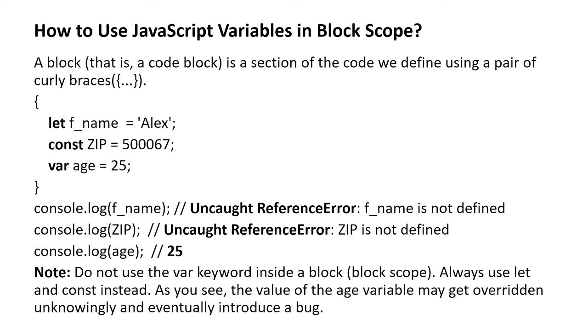How to use a JavaScript variable in block scope? A code block is a section of code we define using a pair of curly braces. So let fname = "alex", const zip = 500067, var age = 25. console.log(fname) gives uncaught reference error since fname is not defined. console.log(zip) gives uncaught reference error, zip is not defined. console.log(age) returns 25. So remember, do not use the var keyword inside a block scope, always use let and const instead.